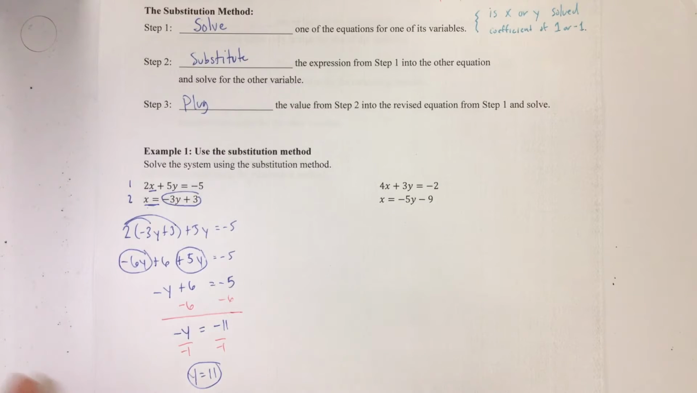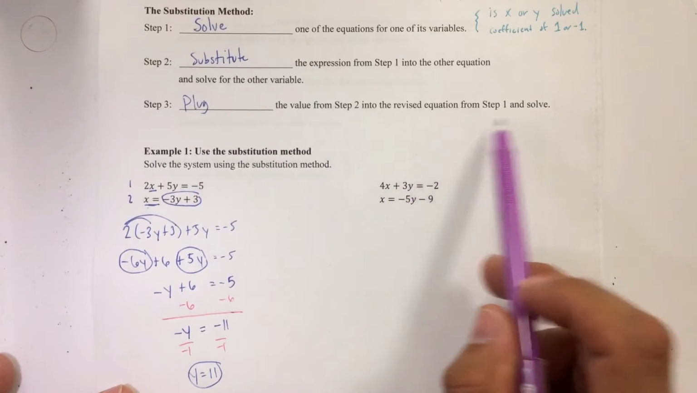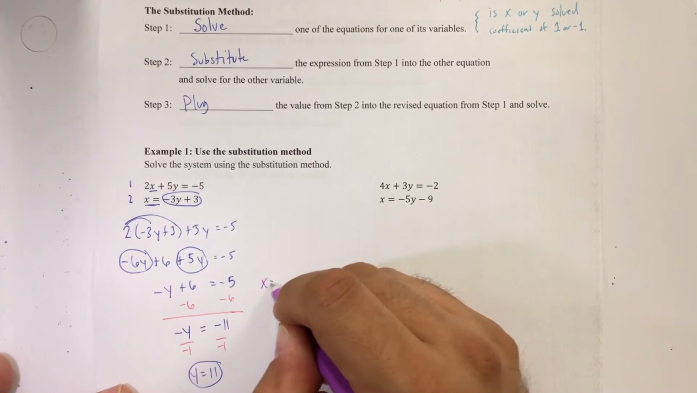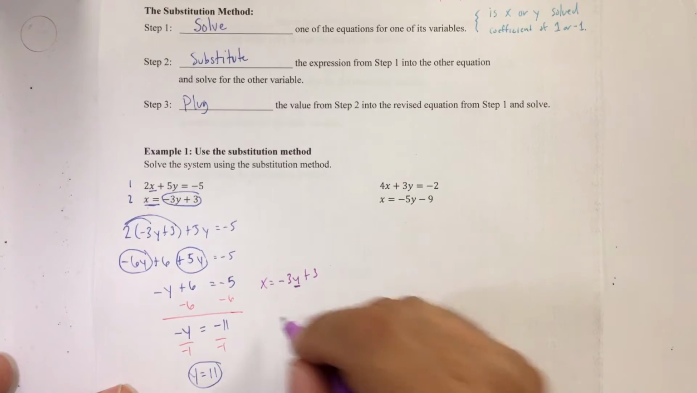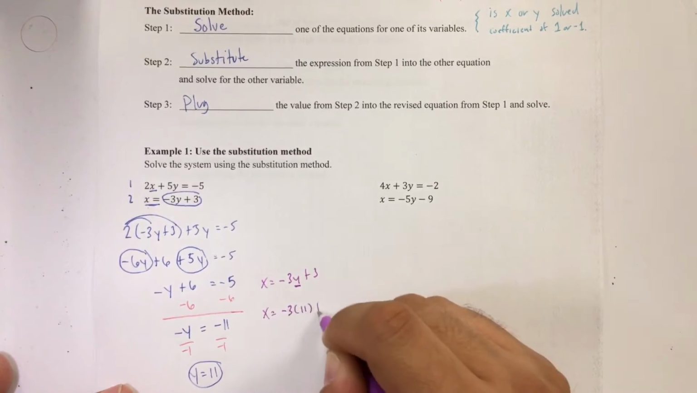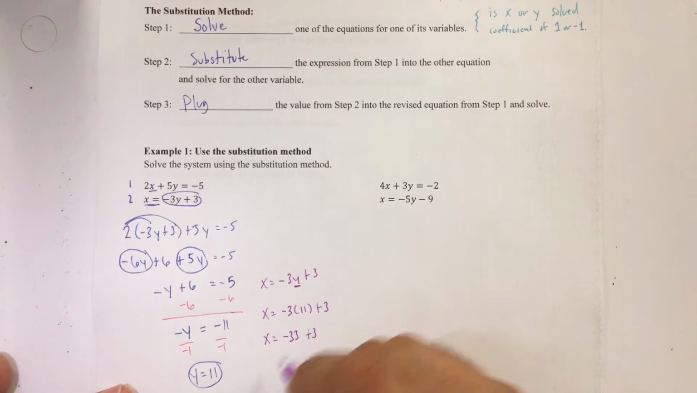Okay, so let's go ahead and take y equals 11, and it says plug that value from step 2 into the revised equation from step 1 and solve. Well, our revised equation was x equals negative 3y plus 3. And here we can see we substitute in 11 for y. So x equals negative 3 times 11 plus 3. x equals negative 33 plus 3. And x equals negative 30.